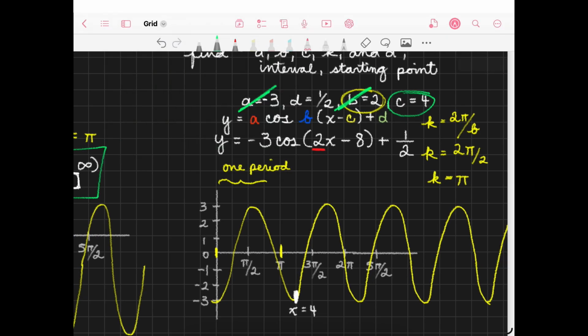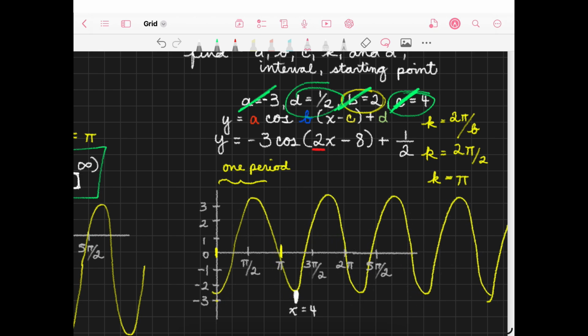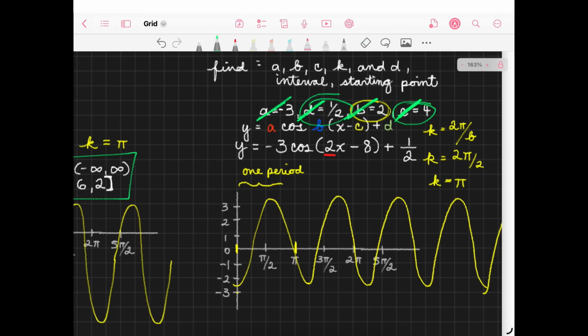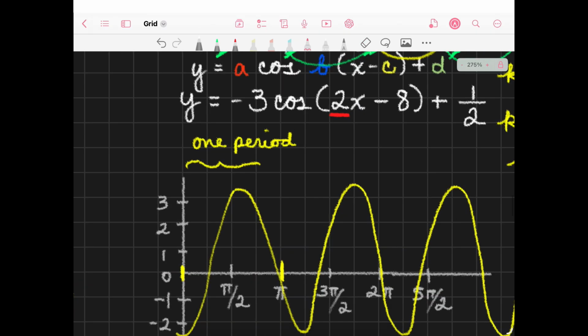Now for D, all we have to do is either shift the graph up or shift it down. And since D is equal to positive 1/2, we have to move our graph up. So we have to move the whole thing up. It would look like this. There we go, so this would be your final graph. Now that that's done, we know that our domain would be negative infinity to positive infinity.